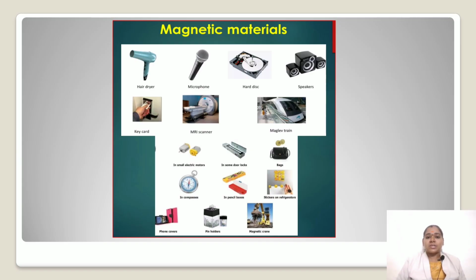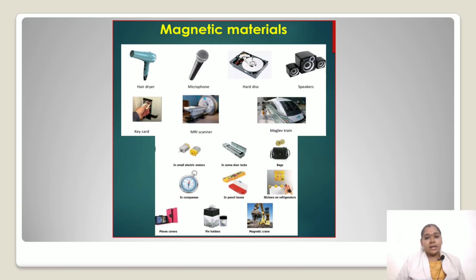Then pencil boxes. Children use pencil boxes, where a magnetic plate is used for closure. Fridge magnets: stickers and decorations held by magnets on metallic surfaces. Definitely you have used mobile phones and mobile covers. The phone covers often include magnets to attach or trigger small functions. Then pin holders use magnets to keep metallic items like paper clips in place.